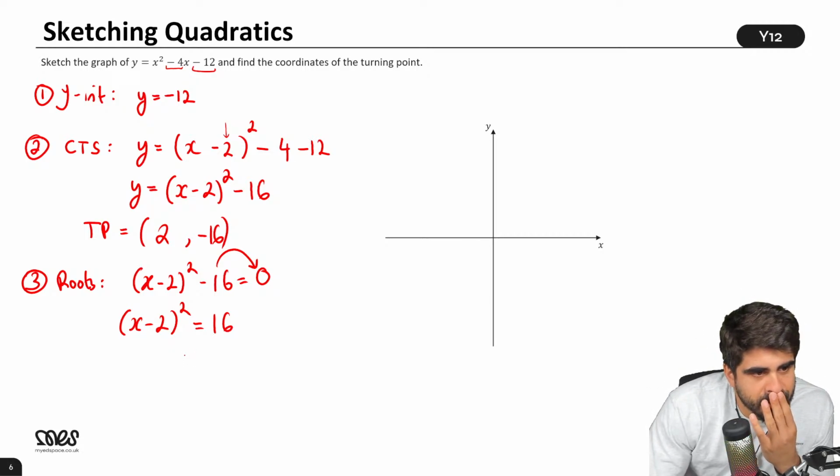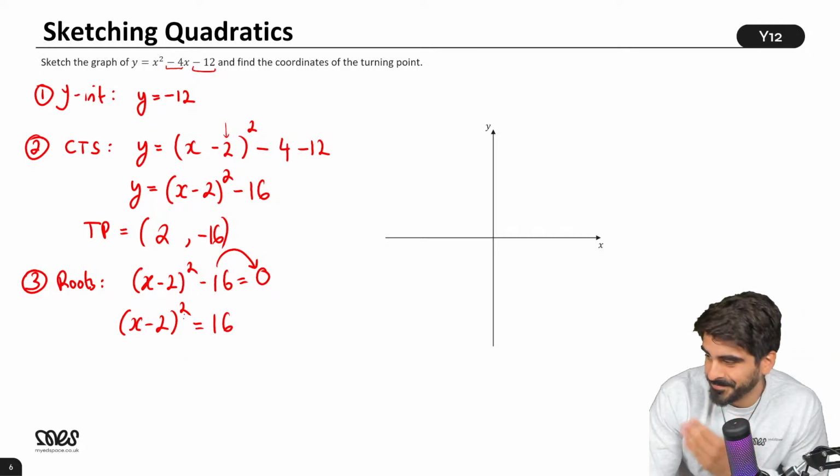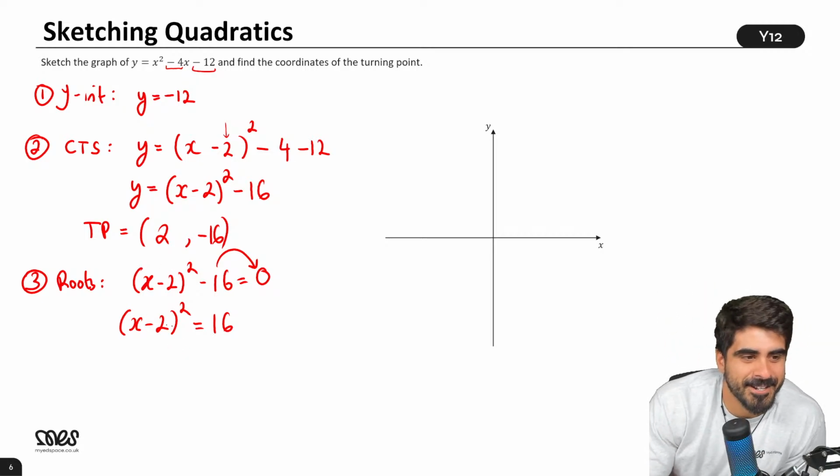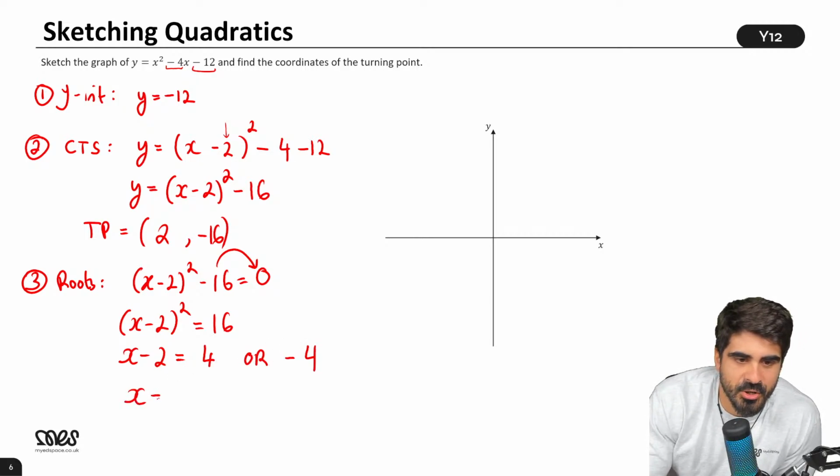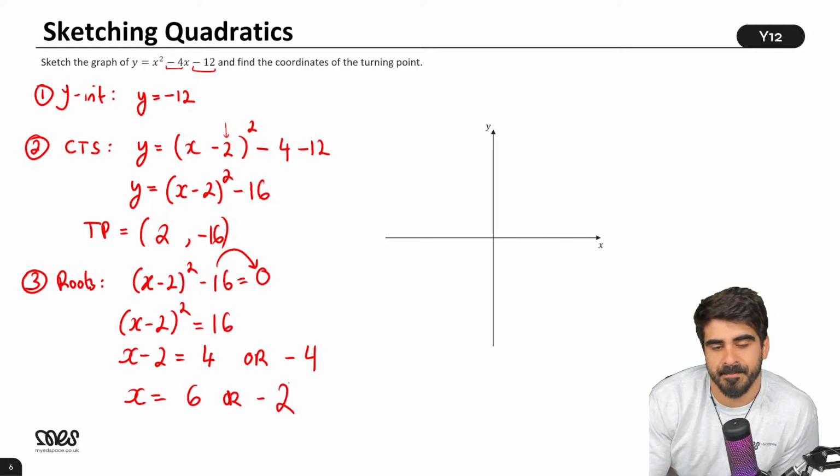Complete the square with 4. Ayo, sir. You good, bro? So plus or minus, yeah. So x minus 2 is 4 or minus 4. So x, when you add 2, is 6 or minus 2.